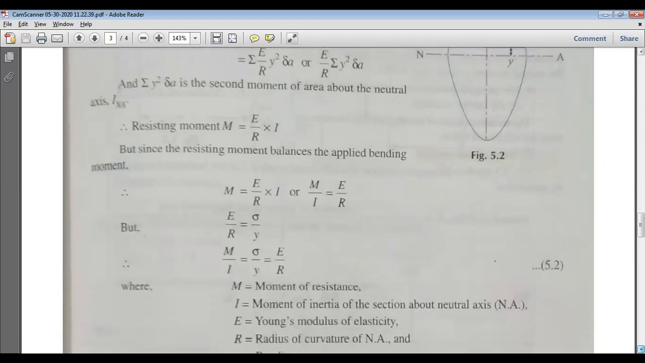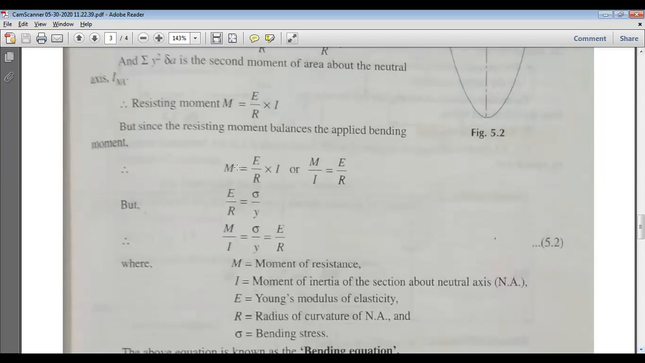So this is the final result: M by I equals sigma by y equals E by R. This is known as the bending equation, and this is a very important equation as far as bending stresses and the calculation of bending stresses along with moment of inertia is concerned. This bending equation establishes the relationship between bending stress and moment of inertia.